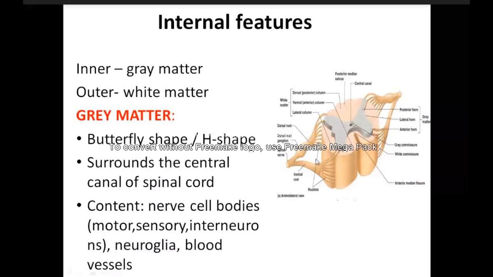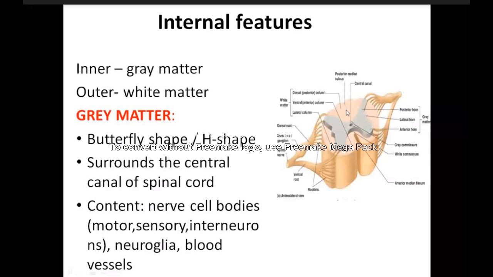If you take a cross section of the spinal cord, this is how it looks, isn't it? Again, outer white, inner gray, right? But what are the structures you see in the internal features? This is gray, H-shaped or butterfly shaped, the gray matter. This is the white matter.